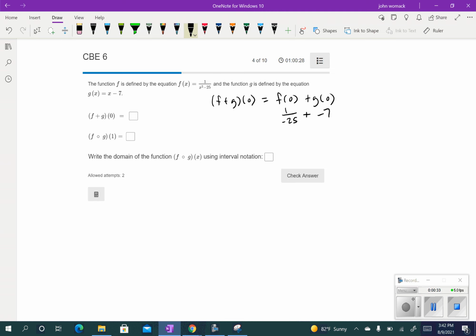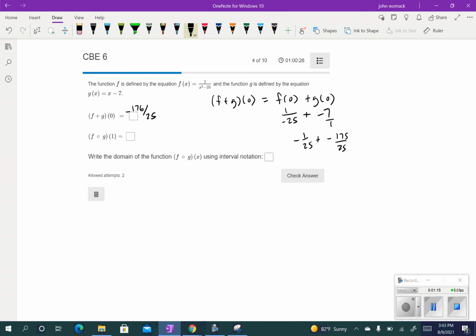If you want to add those together, we can get a common denominator here. We've got to grab a calculator. What is 7 times 25? I think it's 175, but I don't trust my math here. It is 175. So you would go negative 1 over 25 plus a negative 175 over 25. Add those, it'd be negative 176 over 25. I think I said 75. Sorry, it's 25. Okay, that should be my answer there.